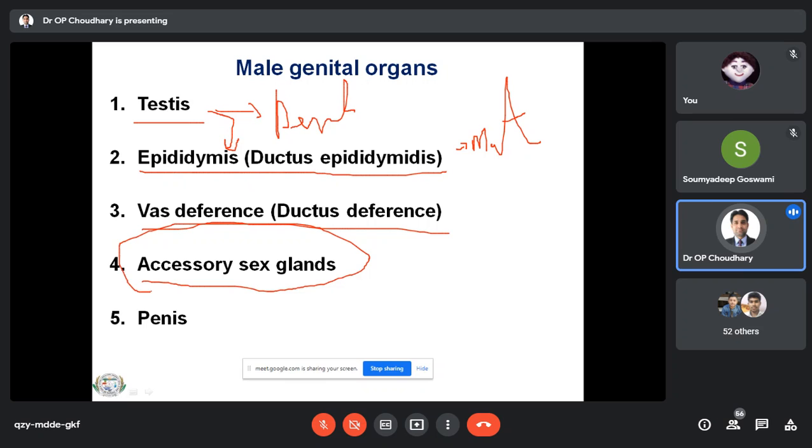One more important thing here in the male genital system is the accessory sex glands. So what are these accessory sex glands? These accessory sex glands are usually for the production of some important secretions that help the spermatozoa to survive more in the female genital tract, like semen. These also help the spermatozoa to be more motile in the female genital tract. Also these secretions help the spermatozoa to survive for a long time.